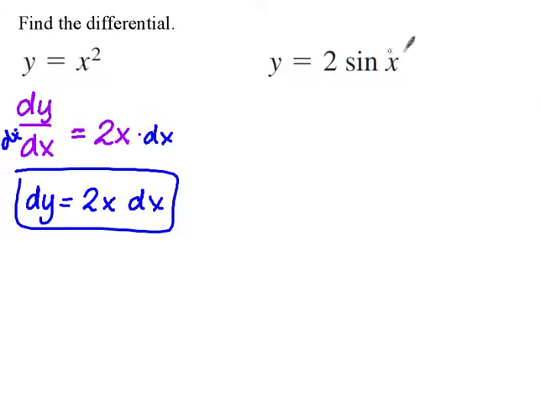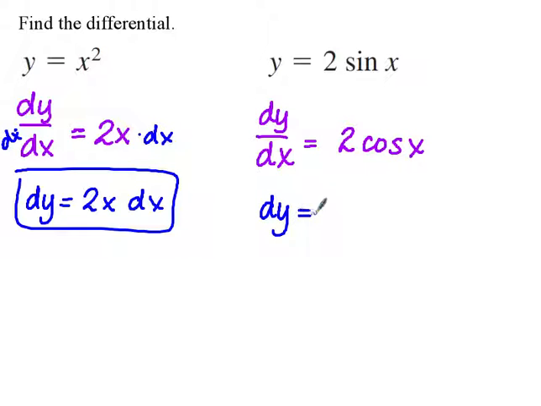Okay? Let's look at the next one. So first thing I'm going to do is dy/dx. What will that equal? Just 2 cosine. Yep. So your differential will be 2 cosine x times dx.